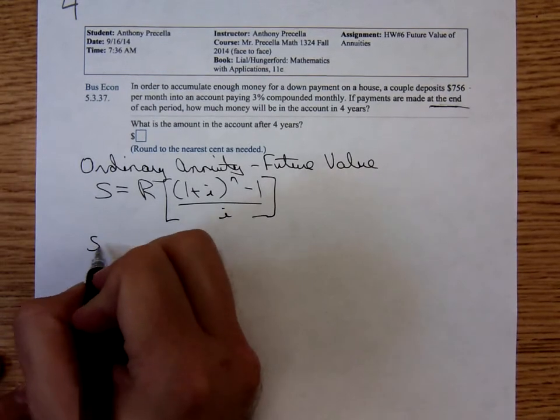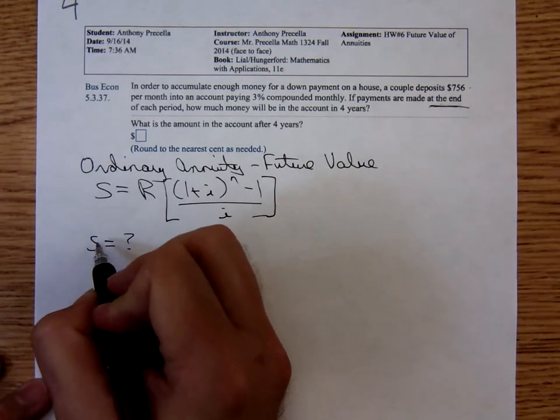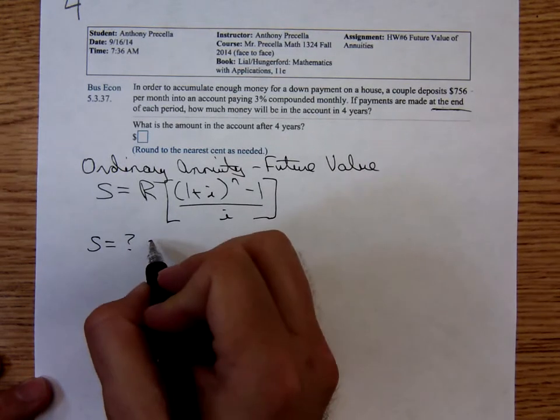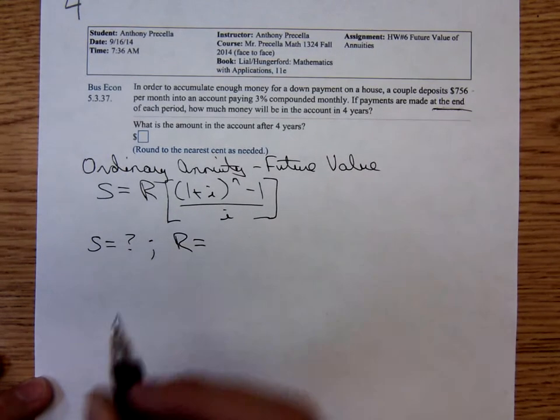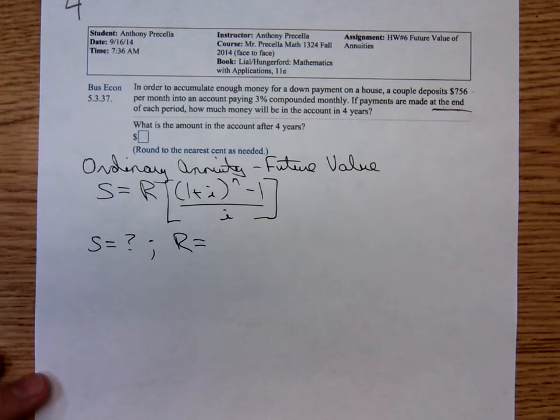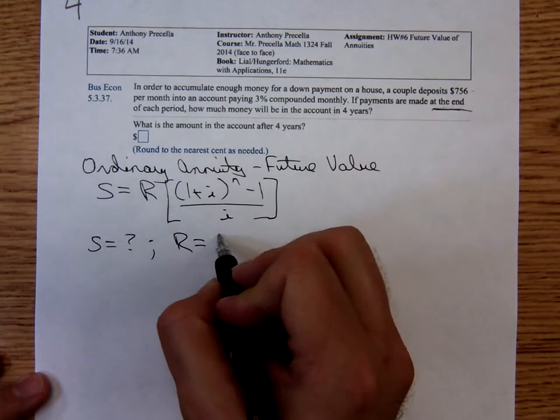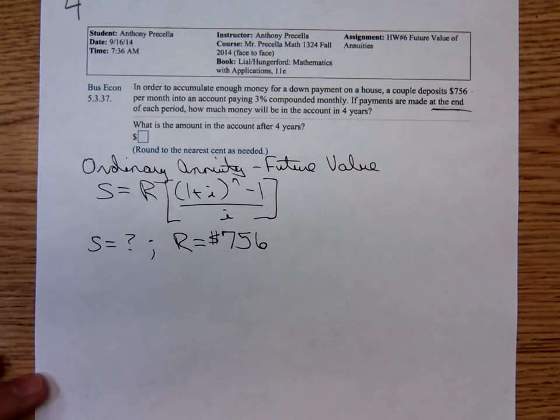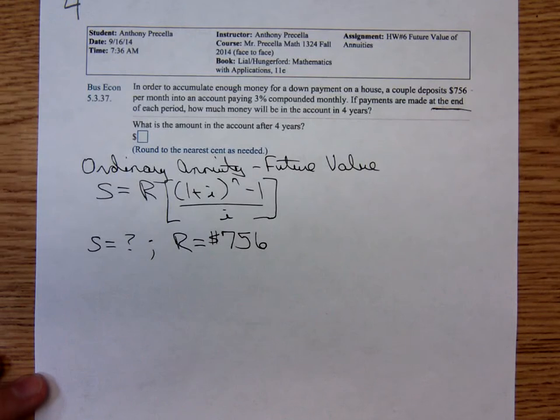S is what we're looking for, that sum amount. We don't know what's going to be in that account in 4 years. R is the amount of the periodic payment. They're making periodic payments of $756 into the account. At the end of every month, they're putting in $756.